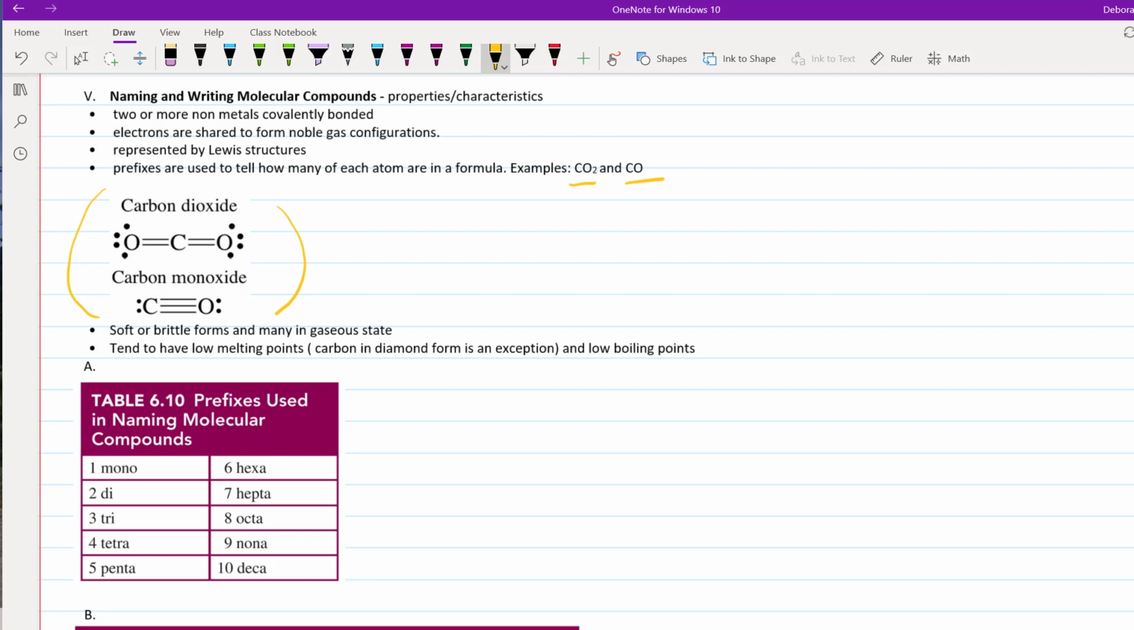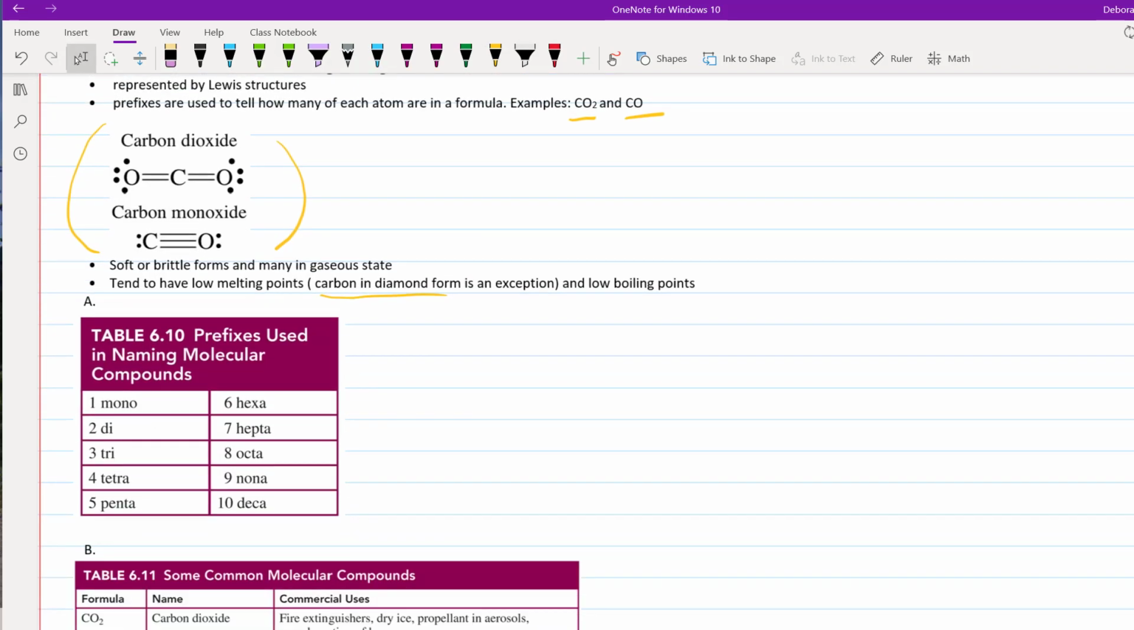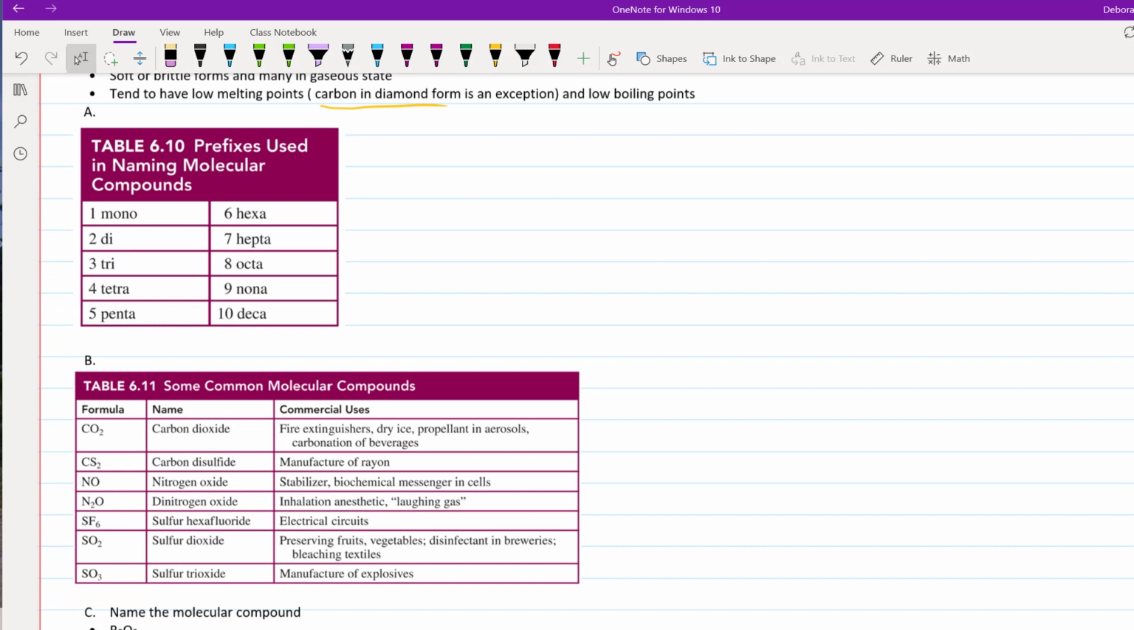In general, molecular compounds are soft or they could be brittle. And sometimes they're in the gaseous states. They tend to have low melting points, and again, we'll see that in one of the videos on intermolecular forces. Carbon in diamond is an exception. It is a solid at room temperature. Okay, the prefixes are here, and again, this is in your reference handout, so be sure to have that handy.